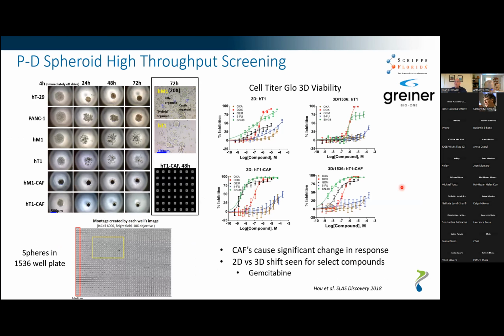Another assay here is out of Scripps, Florida, by Tim Spicer. Here he's using patient-derived spheroids, using pancreatic cancer lines, and then 2 human-derived pancreatic lines from pancreatic biopsies. And he's looking here at the formation of the spheres. You can see the immortalized cell lines formed spheres, but the human-derived ones were more like formed organoids, and so they're really not forming a strong 3D structure.